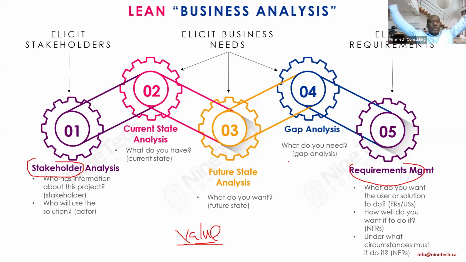In this kind of case study, we usually say write requirements. But you can't just write requirements from the blues. You have to write requirements based on your gaps. But you cannot know your gaps until you know your current state and your future state. But you cannot understand the current state until you identify your stakeholders, because they are the ones that will tell you the current state. They are the ones that will tell you the problems. And that's why lean business analysis is very critical.